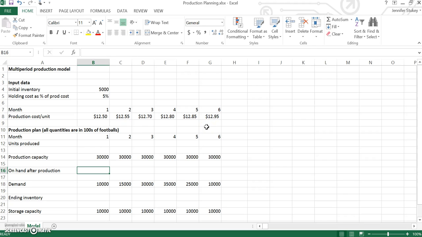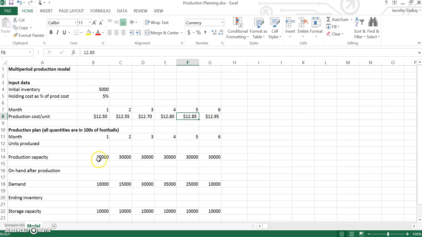So the information that is on this production planning template was given to us in the problem. So this company has an initial inventory of 5,000 footballs. It is going to cost them 5% of the value of the product that they have for any product that they store. Okay, line 8 gives the production cost per unit, and you can see that it varies from month to month. For instance, in month 1, it costs $12.50 to produce 1 unit. By month 6, it costs $12.95 to produce 1 unit.